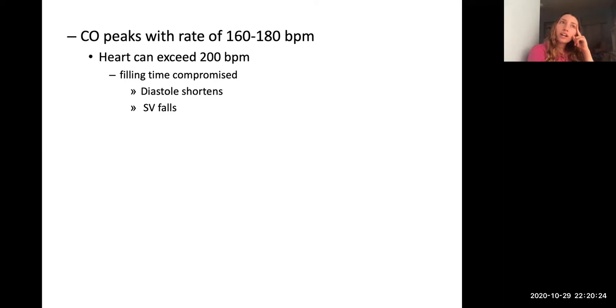So cardiac output peaks with a rate between 60 and 80 beats per minute, because you cannot get any more blood. You cannot pump it because she basically explained that it shortens the rest time, the diastole. Because that rest shortens, the ventricles cannot fill as much as they could, because it's shortening that time more and more to allow for contraction.